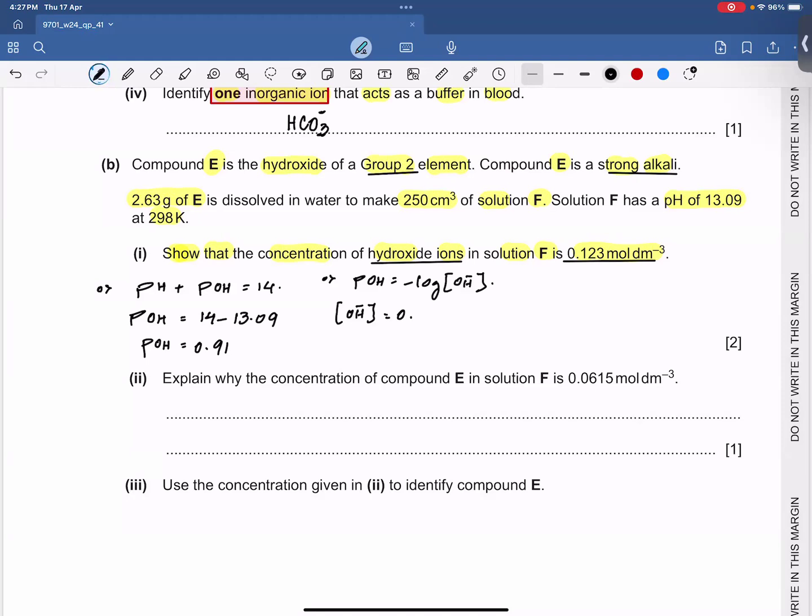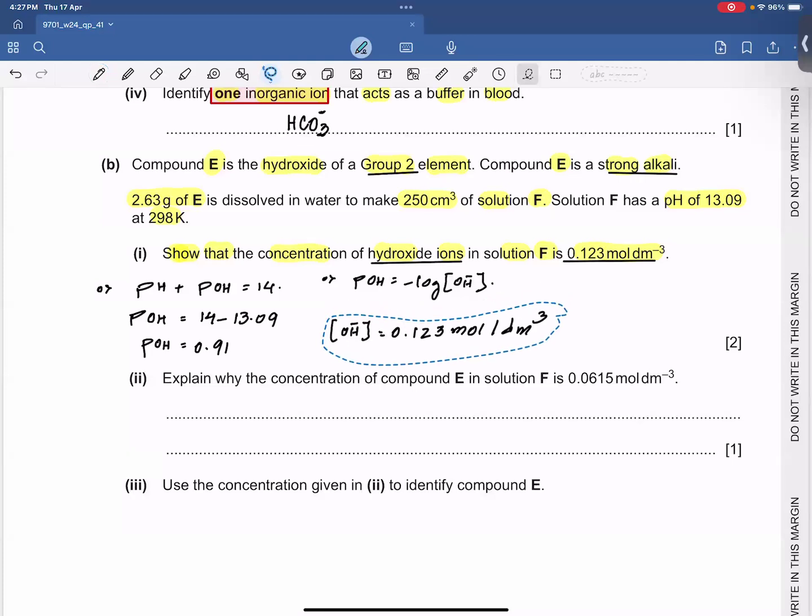Let me check. Shift log minus 0.91, 0.123 mole per dm cube. So 0.91 equals minus log concentration of hydroxide ion. So the value is going to be 0.123.